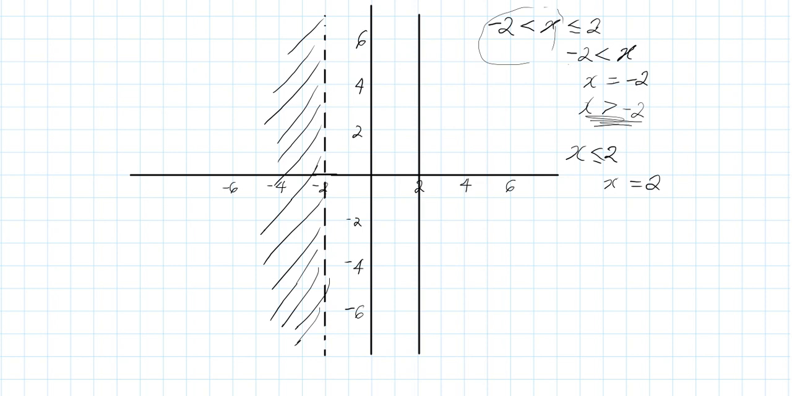Now where am I going to shade? We said x is less than or equal to 2. All these parts are less than or equal to 2, for example 1 is less than or equal to 2. But we are told to shade the unwanted. So these parts are the unwanted. These parts are greater than 2. So I'm going to shade the unwanted part. And this is how we draw the graph of an inequality.